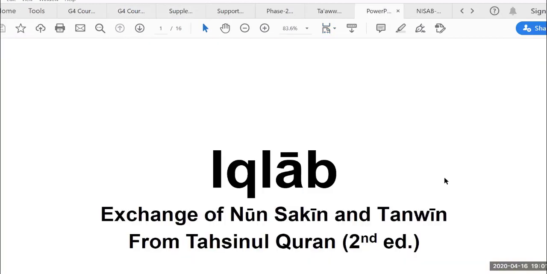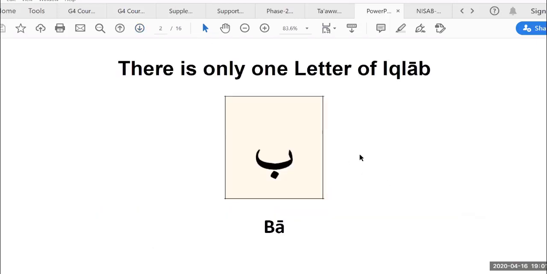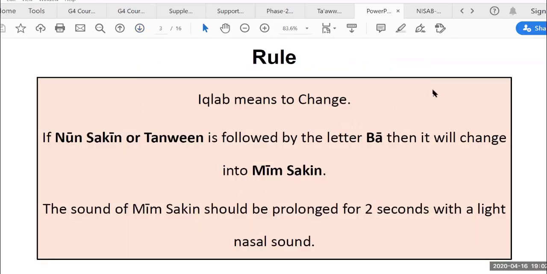So now we will start today's lesson. As I've said before, Iqlab is a rule concerning Noon Sakin and Noon Tanween. And there is only one letter of Iqlab for Noon Sakin or Tanween, which is the letter Ba. Previously, we learned about the rule of Izhar and the rule of Idgham. Unlike those two rules, this rule only has one letter. So the rule for Iqlab is simple, but some people can also find it hard.